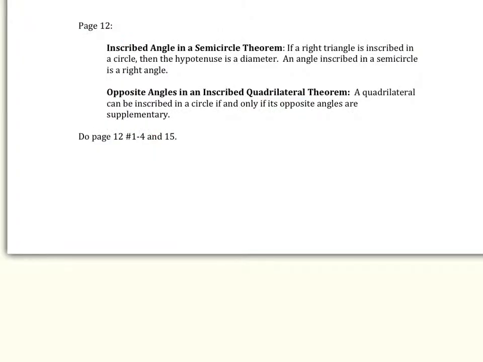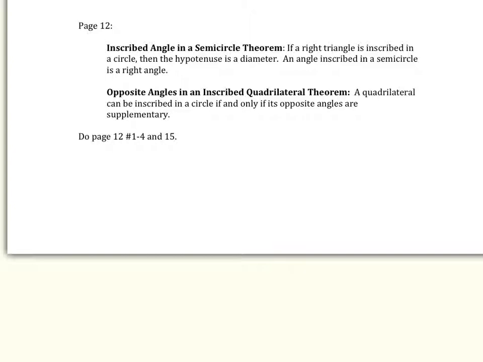All right, I want you to look on page 12 at number 13. Page 12, number 13, has these 2 new theorems. So we haven't actually discovered all of them, but we've already done them. You just don't realize that you've been doing them.